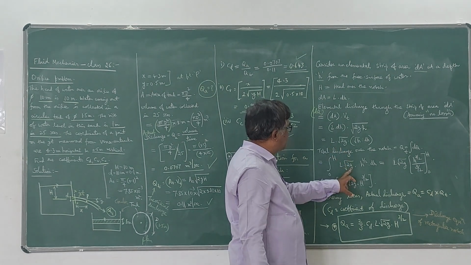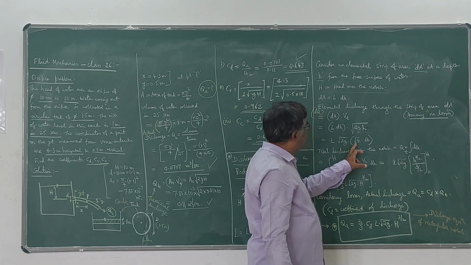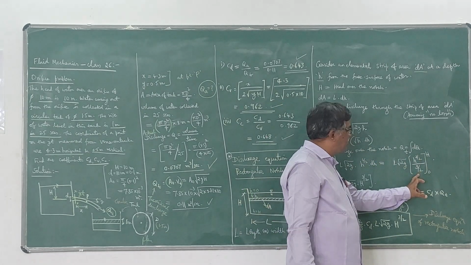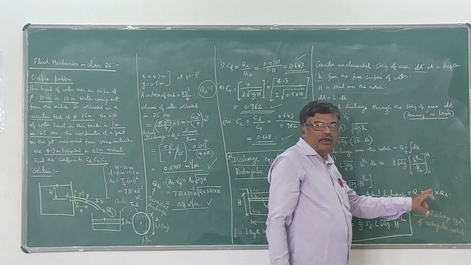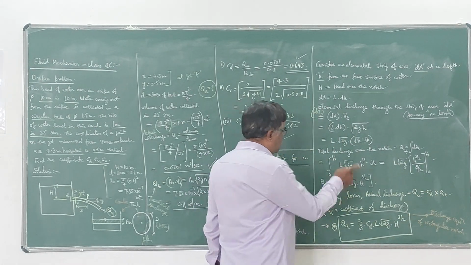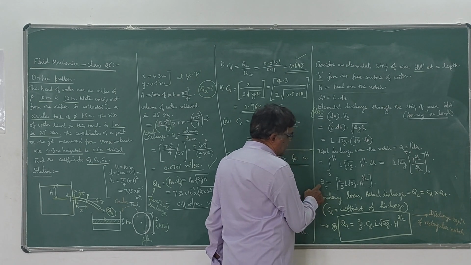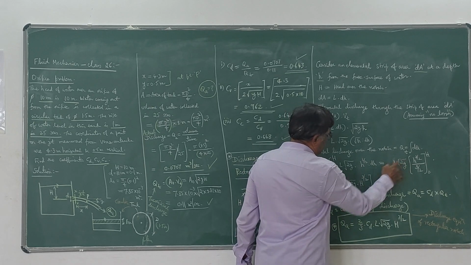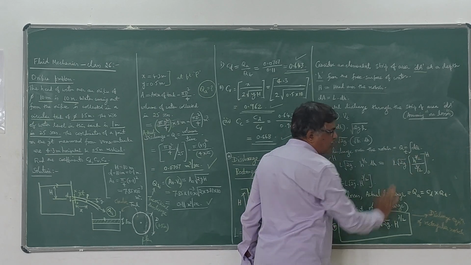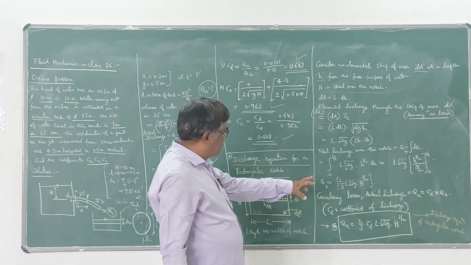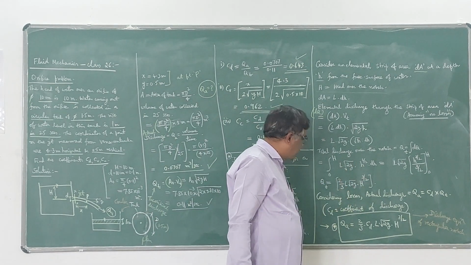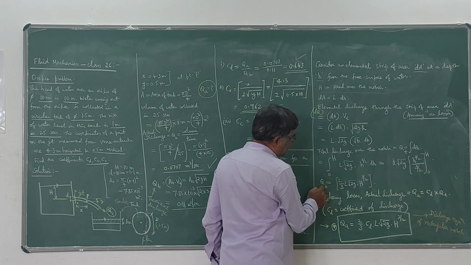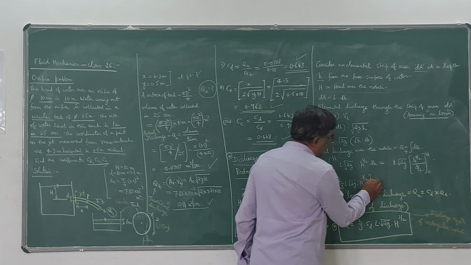So L into root 2g is a constant. You can take it outside. Into the integration of root h dh, which will be h to the power of 3 by 2 divided by 3 by 2. So we have to substitute the upper and lower limits as 0 and H. If you do that, you will get the Q theoretical expression as 2 by 3, since the 3 by 2 in the denominator becomes 2 by 3, into L root 2g into H to the power of 3 by 2. The lower limit becoming 0, therefore only one term will be there, H to the power of 3 by 2. Now this is without considering losses, therefore it is called the theoretical discharge. This is the expression for theoretical discharge.